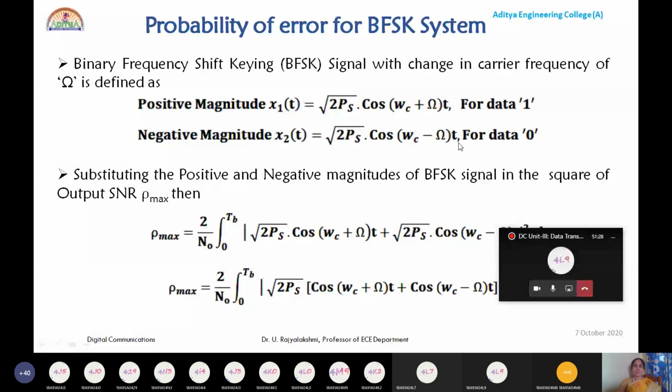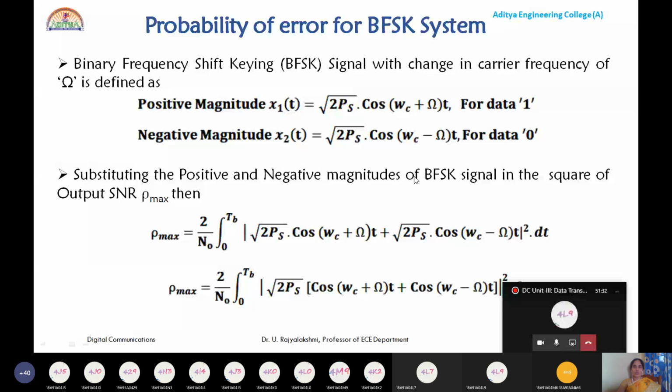Okay. Now I request the students to please substitute x1 of t as root 2Ps cos of (omega c plus delta omega) into t for data bit 1. And for data bit 0, the magnitude we considered as x2 of t, that is root 2Ps cos of (omega c minus delta omega) into t. Please substitute and try to solve by tomorrow, or else we can discuss in the classroom.